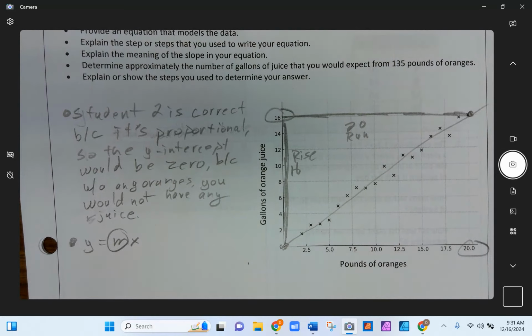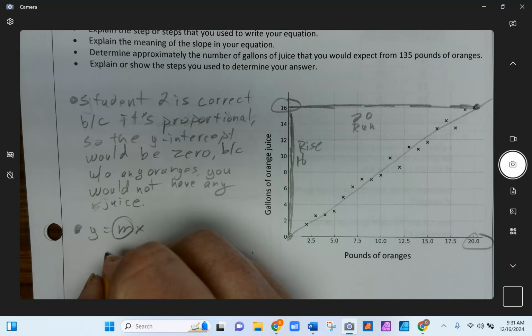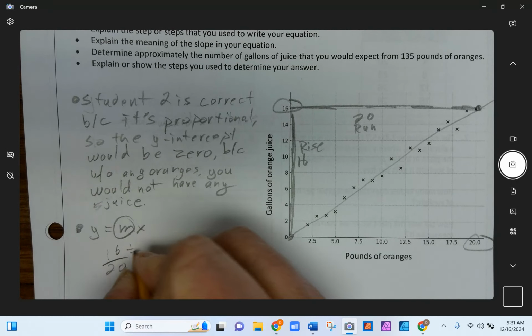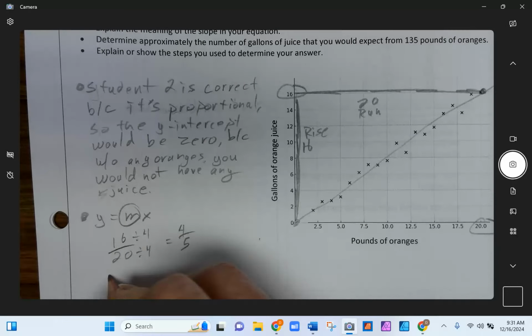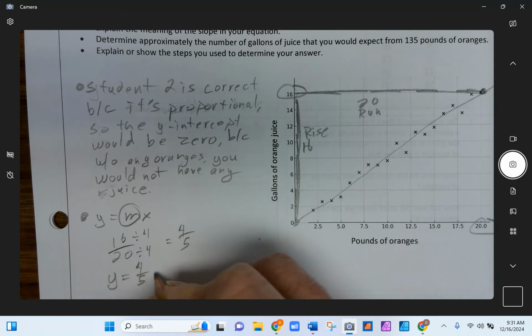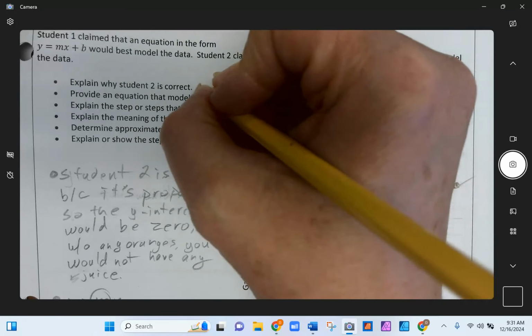Just like we did in problem number 1, our slope is going to be 16 over 20. We simplify by dividing the top and the bottom by 4. So we end up with y equals 4/5 x. So I got that.